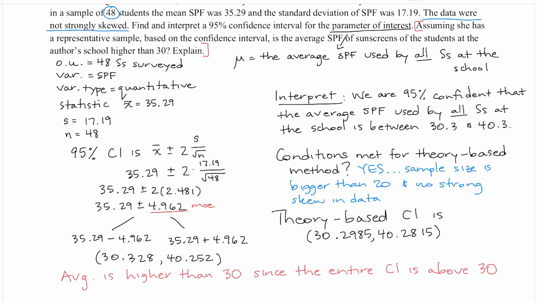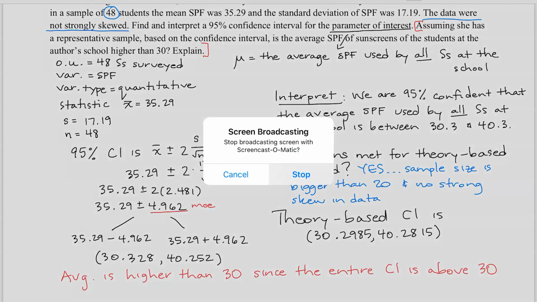And the lowest plausible value for the population mean is 30.3, which is not a lot above 30, but it is above 30. So we could say, based on the confidence interval, that the average for the entire school is bigger than 30. It's somewhere between 30.3 and 40.3. So even at its lowest, it's higher than 30.